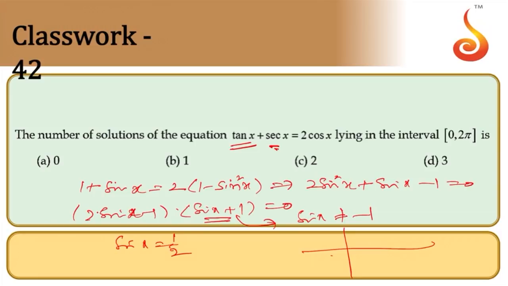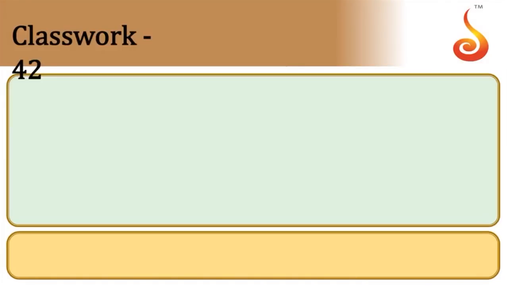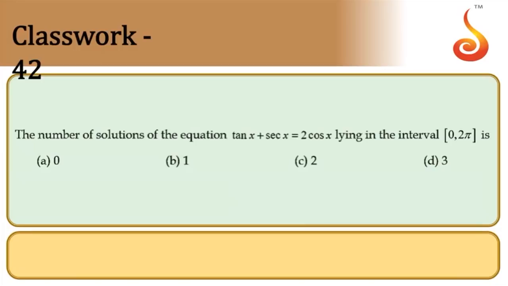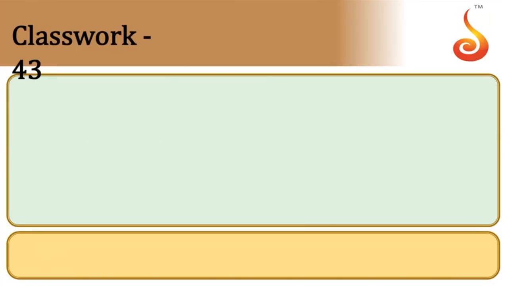So therefore sin x is equal to 1 by 2. So when I take the interval for sin x, the sin x graph looks like this, from 0 to 2 pi. Sin x equal to half means there are solutions. You take the straight line y equal to half, and the sin x graph, and the line will cut the graph at 2 points. So the number of solutions is equal to 2 only.